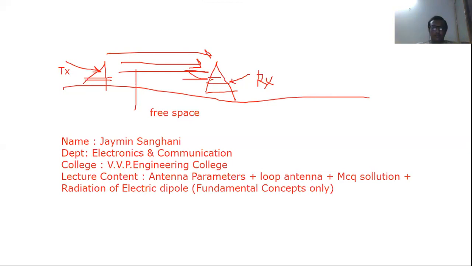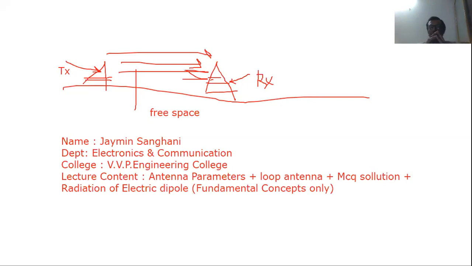Now the next point: antenna is the sensor of the electromagnetic wave. Also see this, it is very useful for MCQ. Antenna can act as a sensor of electromagnetic wave. Antenna can act as an impedance matching device. If resistance is perfectly matched, then maximum power can be transferred from transmitter to receiver. Now antenna can act as a transducer. So it is also a fundamental concept of antenna.